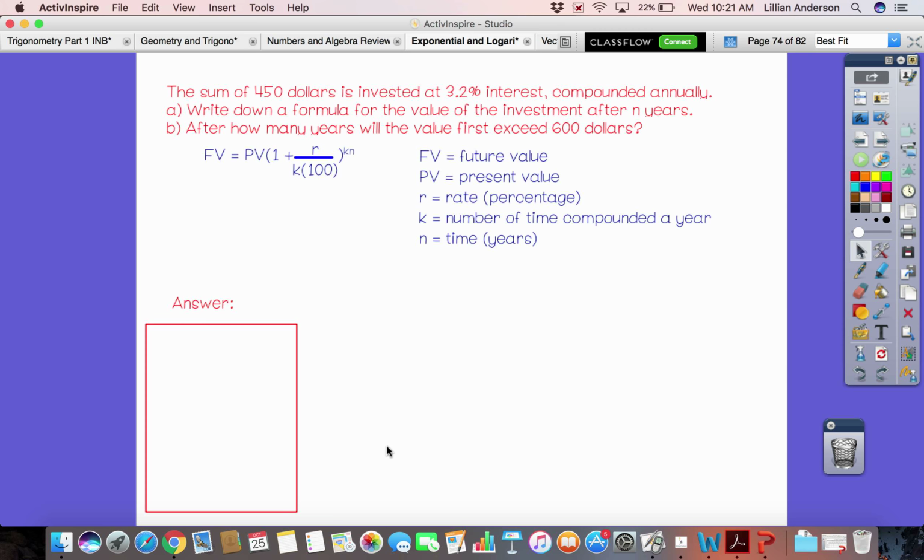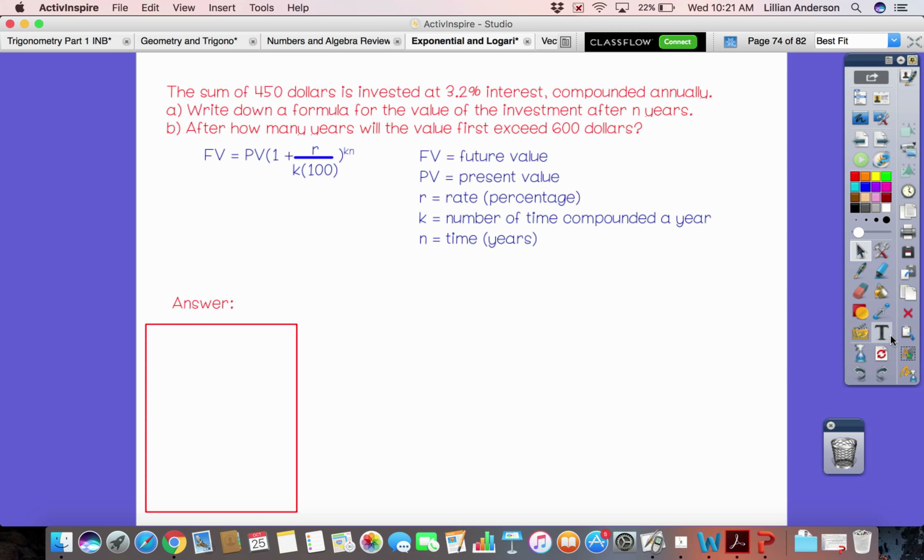Again, K is the number of times it's being compounded per year, and it usually tells you that in the problem. So if it says compounded annually, well, annually would equal the number 1, 1 year. If it said quarterly, quarterly would be 4. Monthly, 12 months in a year, so that'd be 12. Semi-annually would be 2, and so on and so forth. Okay, you would use this formula right here.